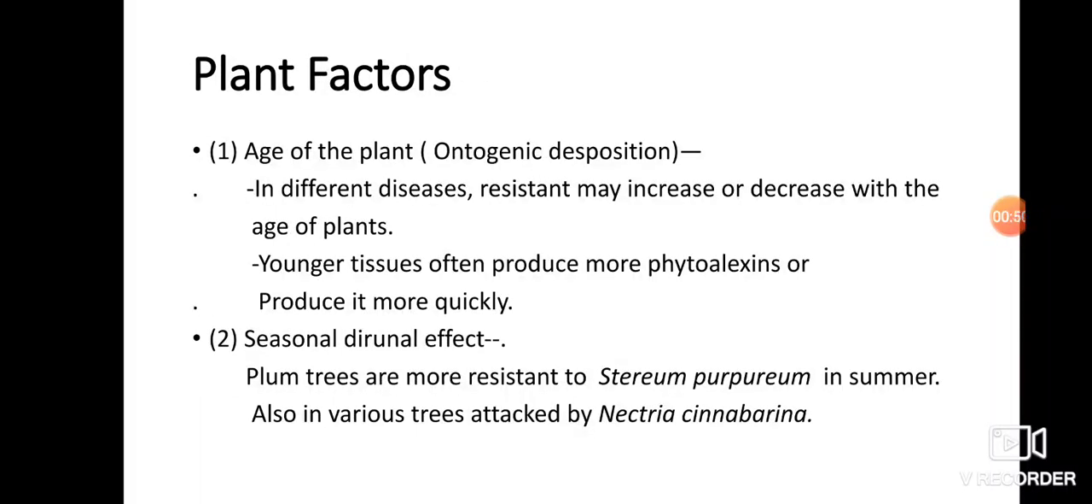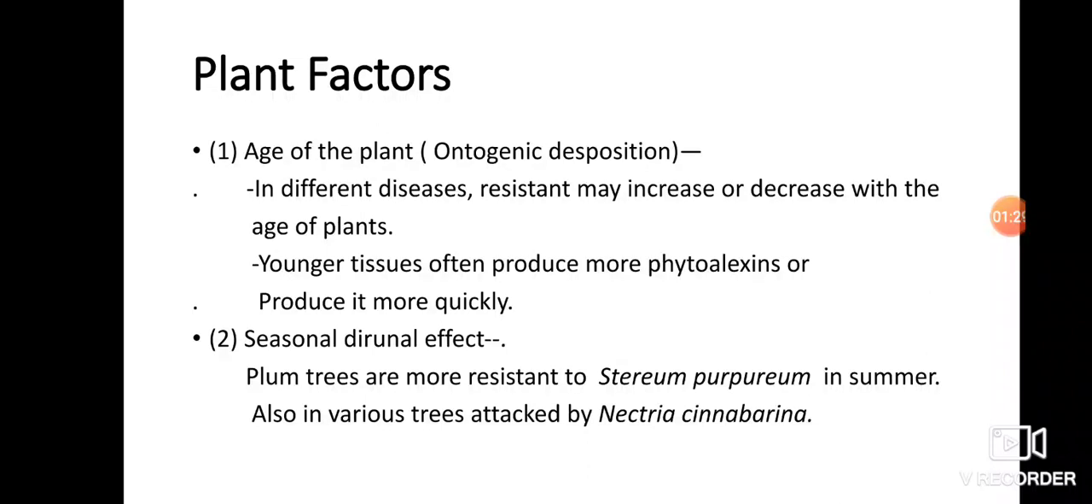First, we will discuss plant factors. In plant factors, we will include age of the plant and seasonal diurnal effect. First is age of the plant. The reaction of tissues to pathogen may be altered with the maturation. In different diseases, resistance may increase or decrease with the age of the host plant. These changes in the resistance are associated with change in the effectiveness of the plant defense mechanism.